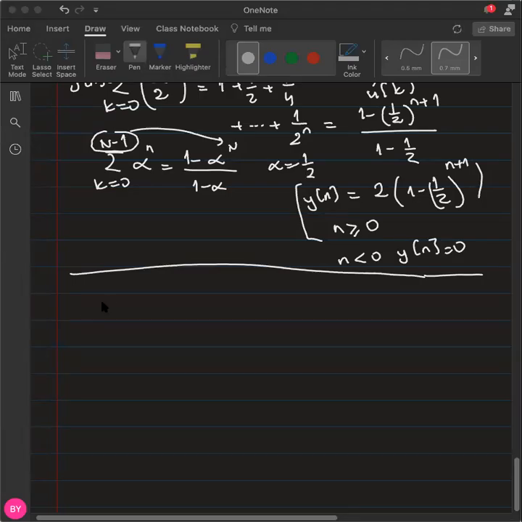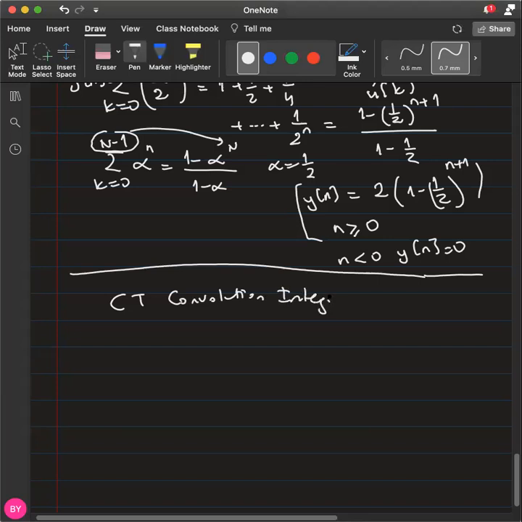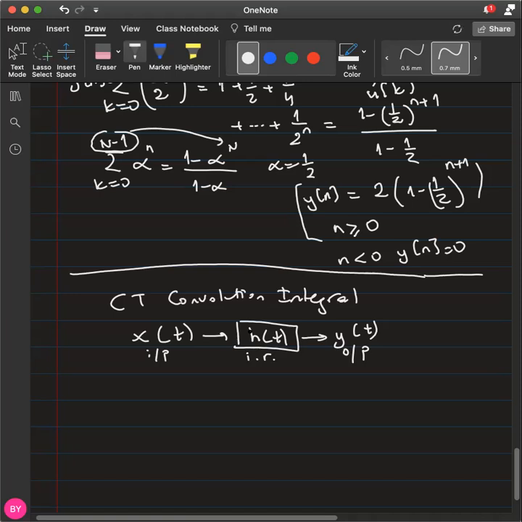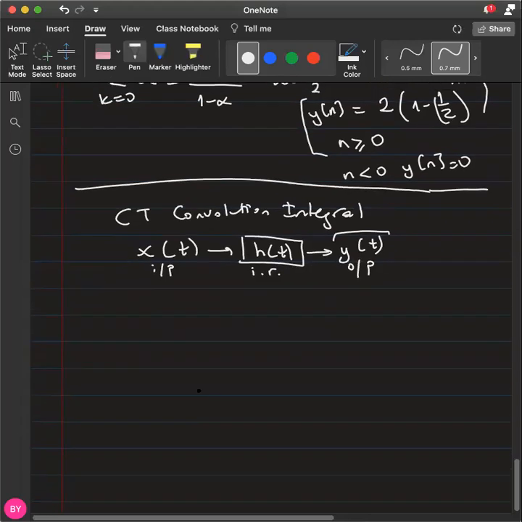Arkadaşlar, if we start talking about the continuous time convolution integral, I will focus on the basic understanding. Now I will have x of t, and my system will be characterized by h of t, which is my impulse response. This is my input, this is my impulse response, and this is my output. So if I know the input of my signal and the impulse response of my system, I can immediately determine the output of my system.